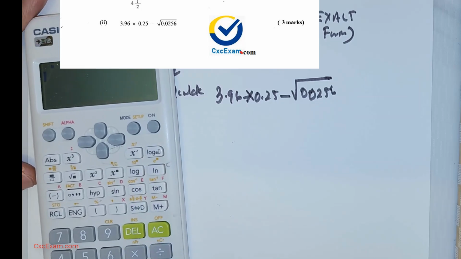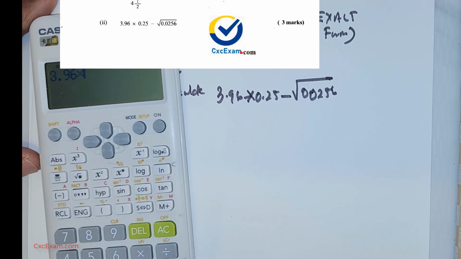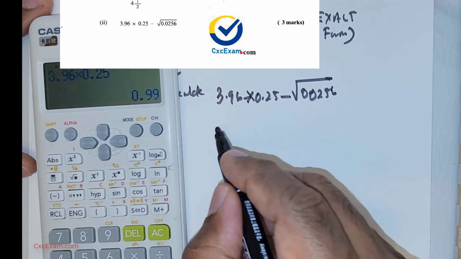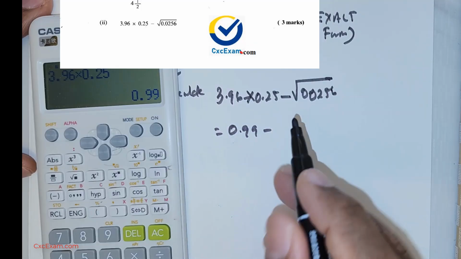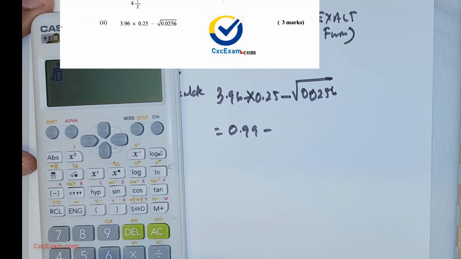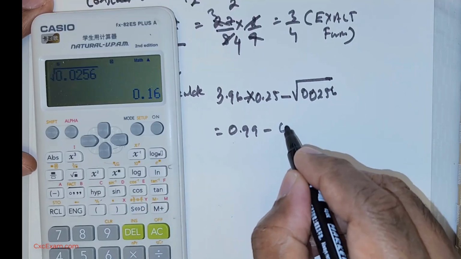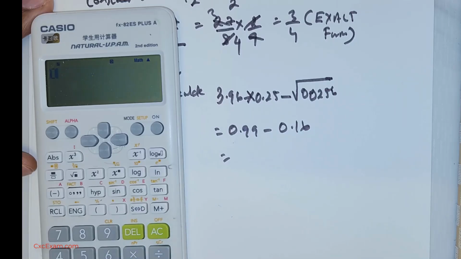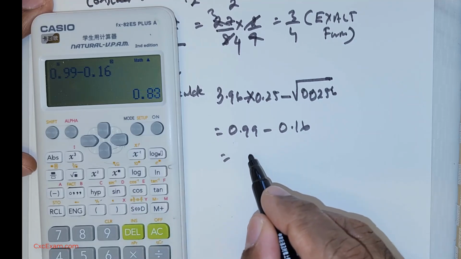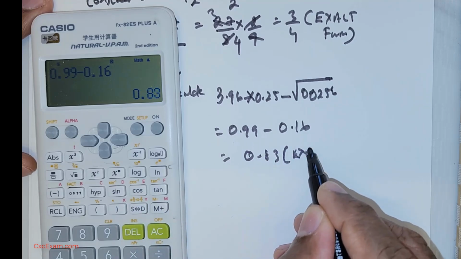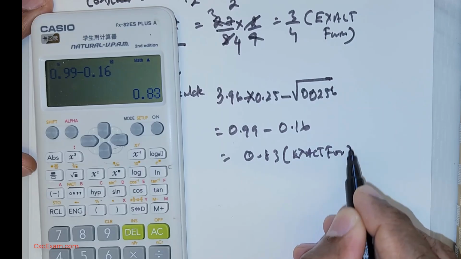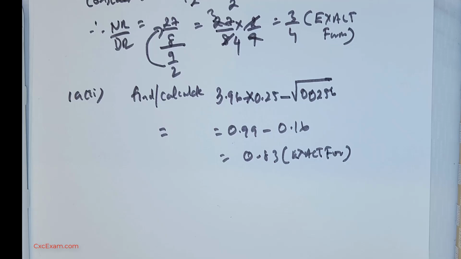Okay, so 3.96 multiplied with 0.25, that is giving you a value of 0.99, minus the square root of 0.0256, that is giving you a value of 0.16. Now 0.99 minus 0.16 gives you a value of 0.83, and this is in exact form. Okay, so that is the end of that particular question.